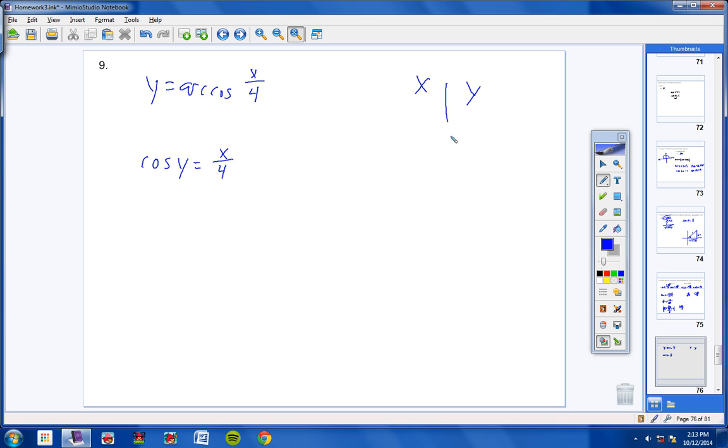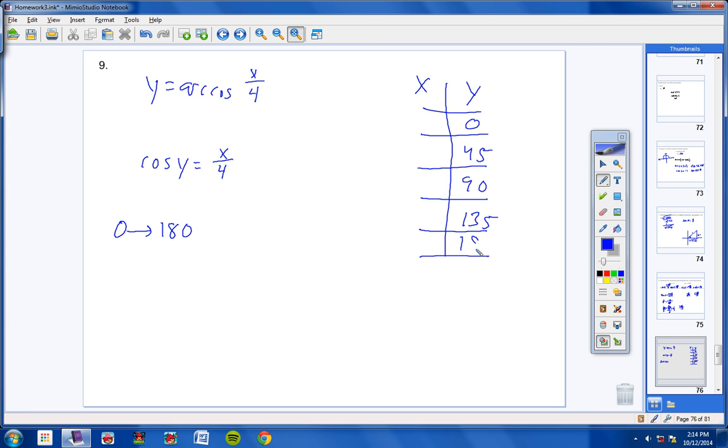And some of you did not use the proper angles for y, okay? I don't know why, but you forgot that cosine goes from 0 all the way to 180. It's very important. You get a big picture of this graph. Okay, so for y, you're going to put in 0, and then 45, then 90, then 135, and then 180. Now that's not the exact way you have to do it, but it's a very good way to do it, okay?